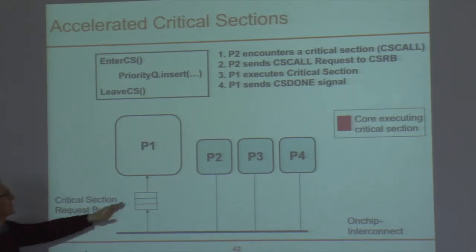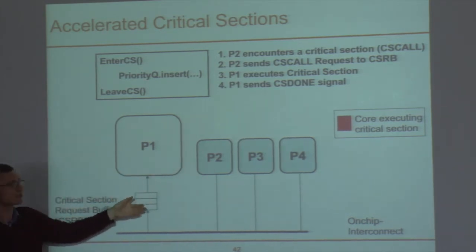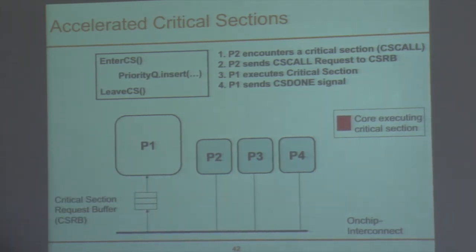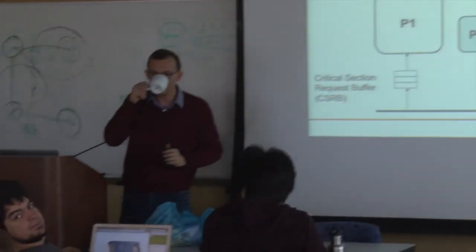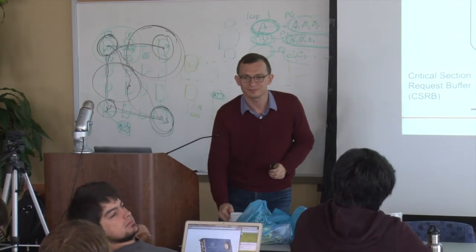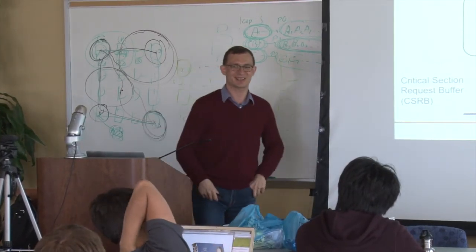And basically, if multiple processors send a critical section call request to processor 1, they get queued over here and serviced from the queue. Yes? So from the programmer's perspective, can I just call, you know, pthread get locker, whatever, and the compiler will automatically convert that into instructions? Right. Exactly. That's the hope, basically.